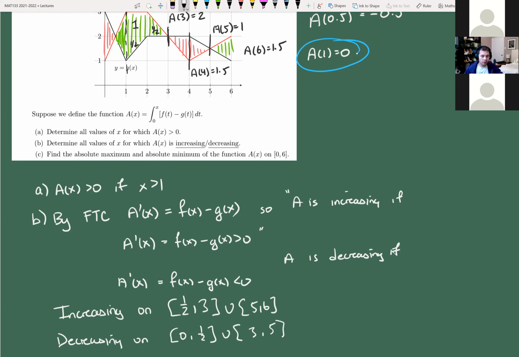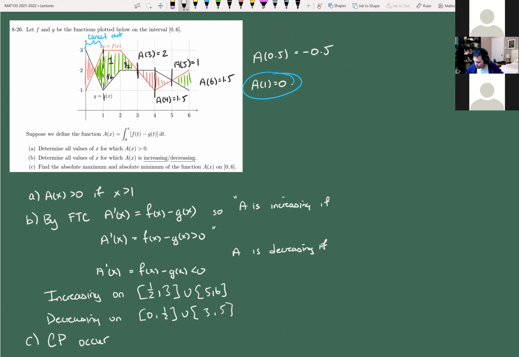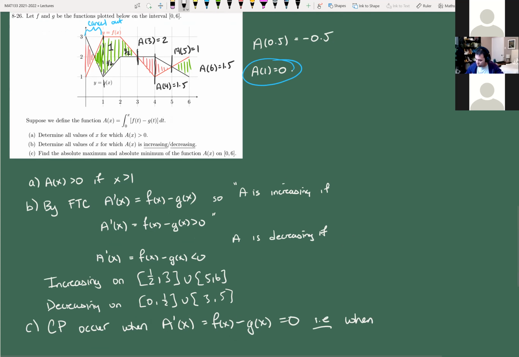And now the function part C is to find the absolute max and min. So our job here is to now find the critical points, right? So the critical points occur when A prime of x, which we already said is f of x minus g of x, is equal to 0, i.e. when f equals g. Right? So whenever these two functions touch, we've got a critical point. So our critical points are here, here, and here.